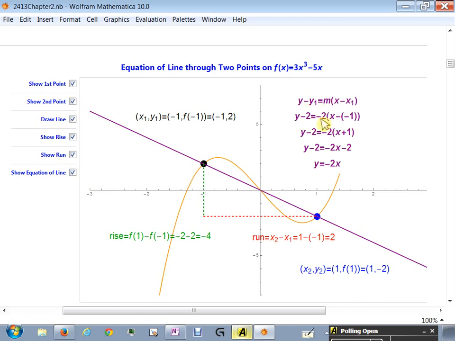So the equation of the line should be this. Replace the m with -2. Replace y1 with 2. Replace x1 with -1. And then do your little cleaning up. Move everything to one side. You have the equation of this line. Y equals -2x. So there's really, at this point, there's nothing new. I mean, this is college algebra still.